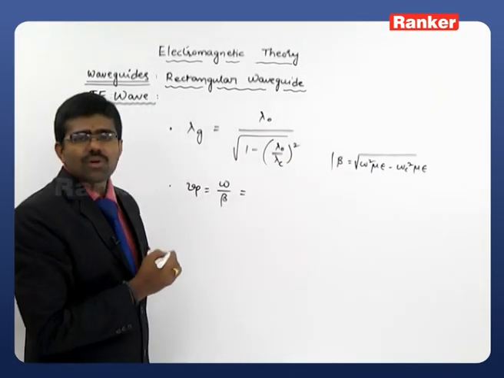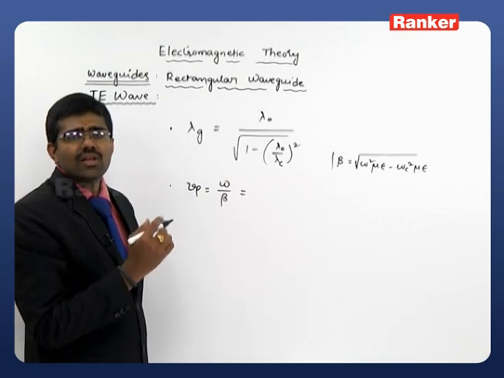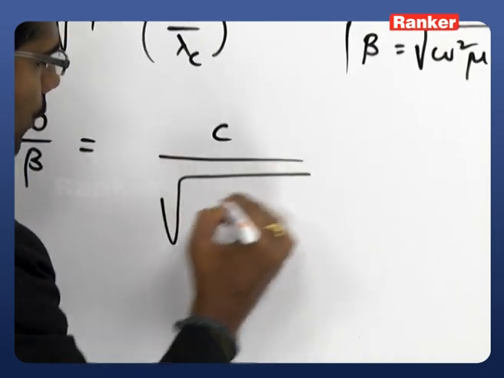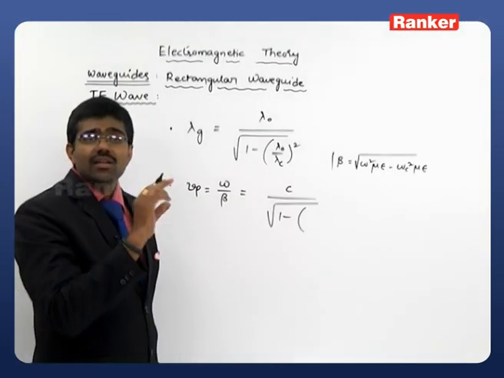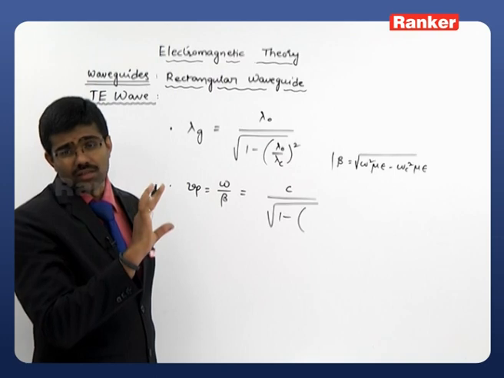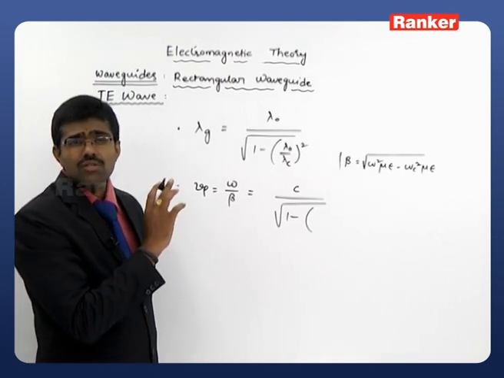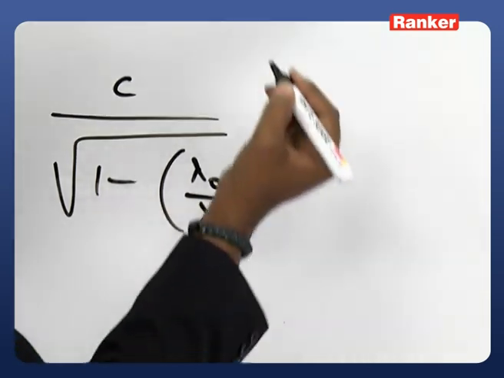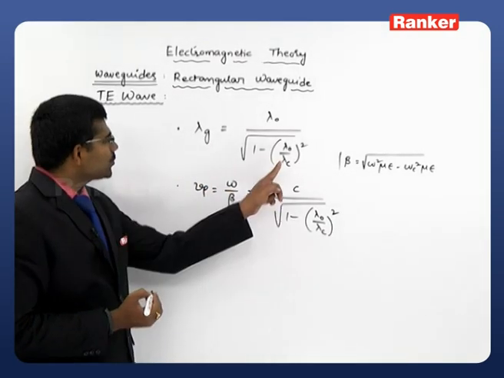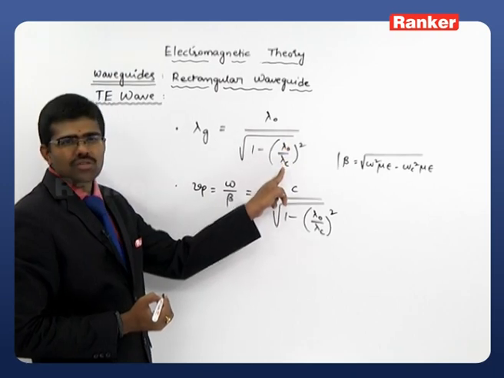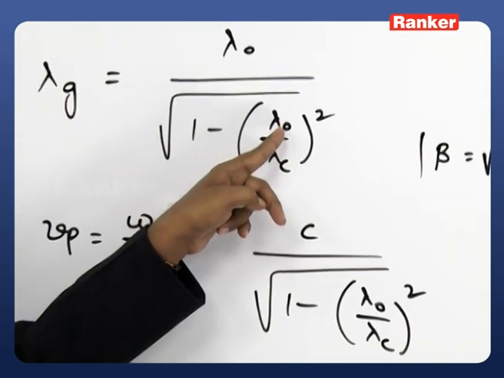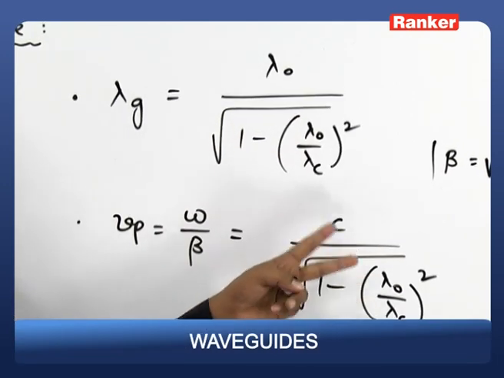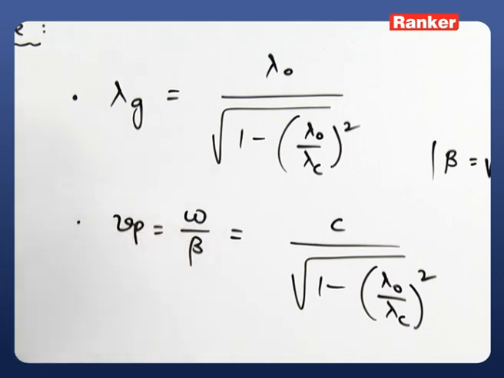If we substitute that here and simplify, we will get phase velocity as simply c divided by the square root of 1 minus, and this can be written in terms of both fc or lambda c. Here I am writing the equation in terms of lambdas, so you can write this as lambda naught by lambda c whole square. Here also, instead of lambda c, we can use fc, that is 1 by fc. It is also c by lambda naught we can use. You can use either f or lambda here. This is the relation for phase velocity.